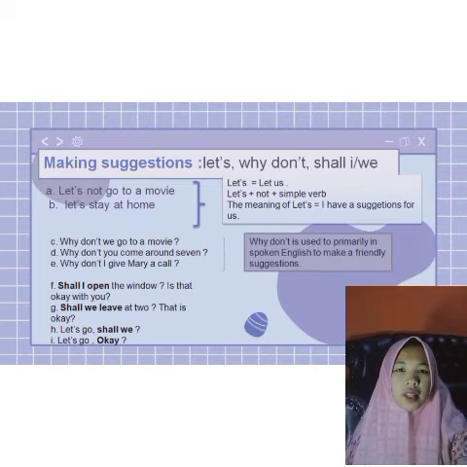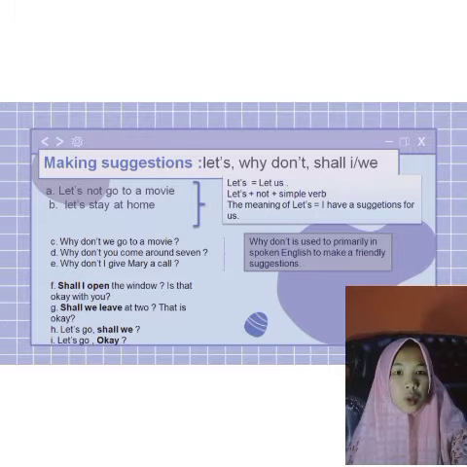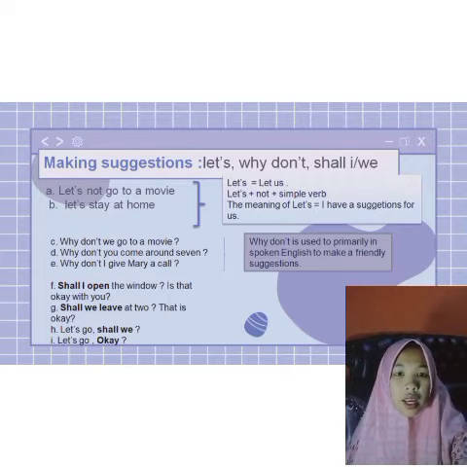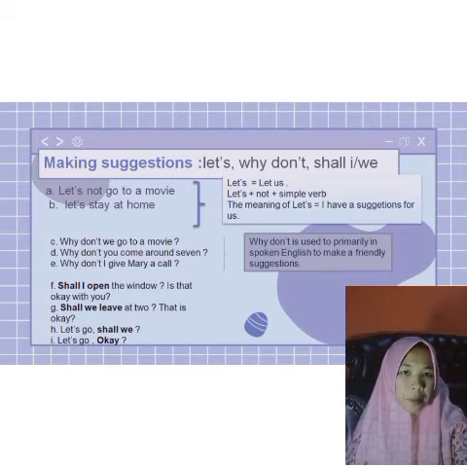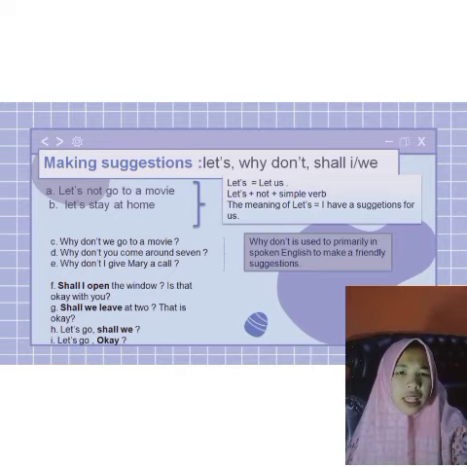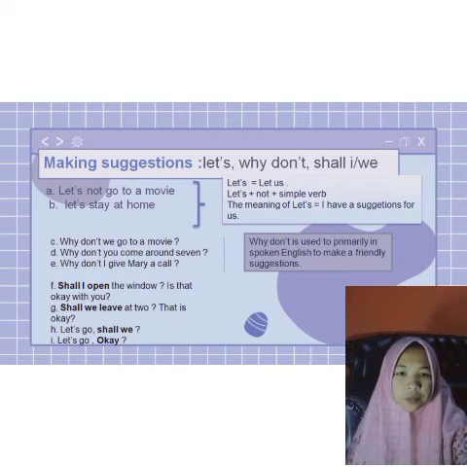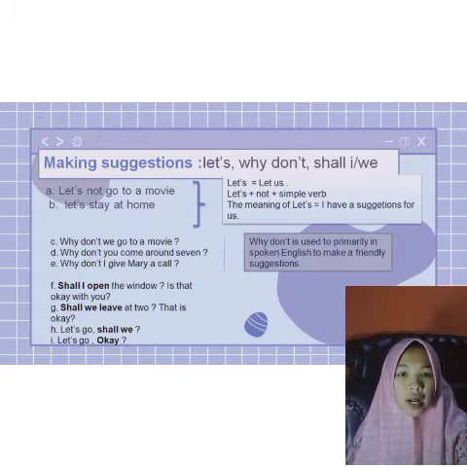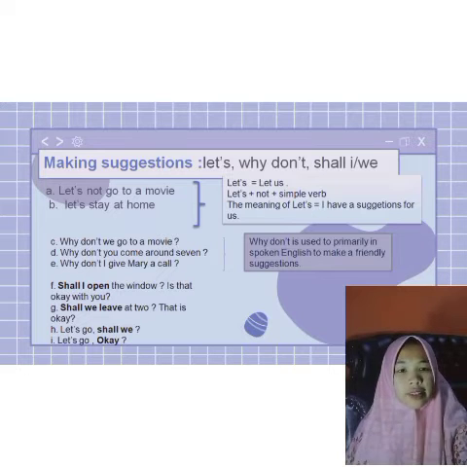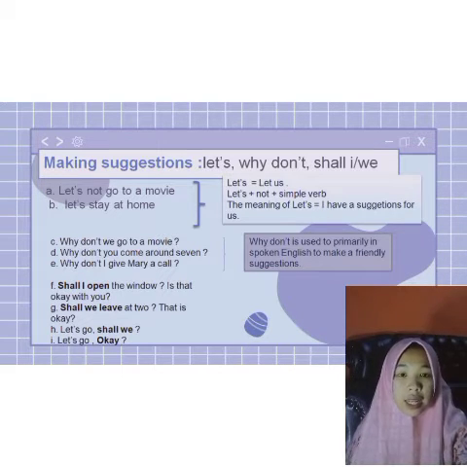Okay, the next material is making suggestions: let's, why don't, shall I or we. Let's is followed by the simple form of a verb. And the meaning of let's in this is, I have a suggestion for us. Why don't is used primarily in spoken English to make a friendly suggestion. We can see in the examples in C, D, and E.